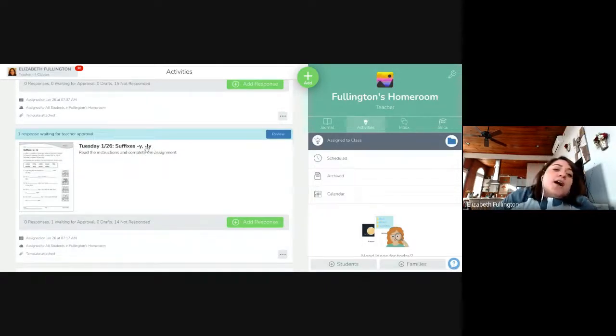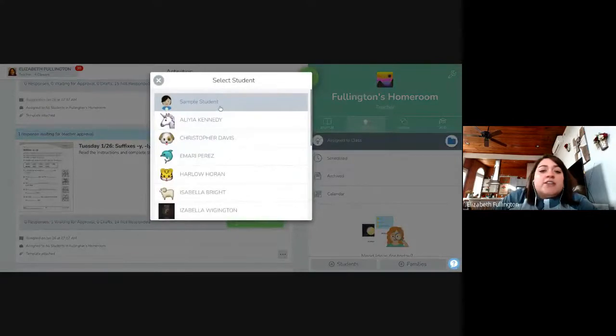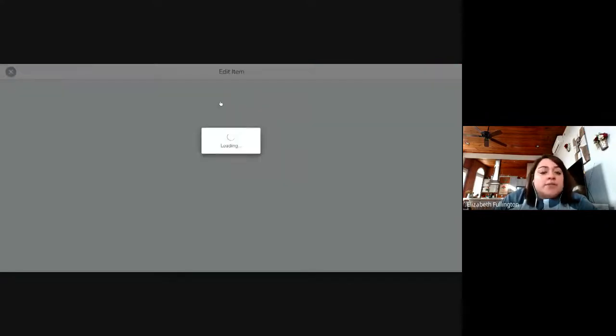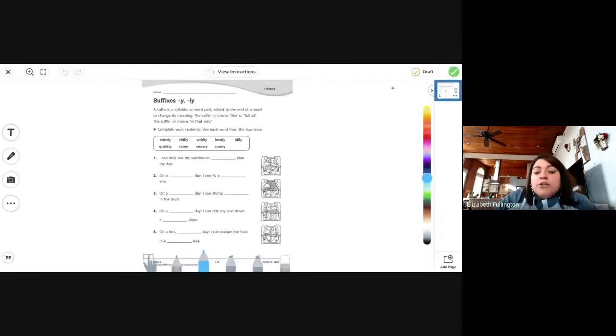Remember, Y means full of or with. LY means in that way, or in a way that you do something, right? So it's an adjective or an adverb, I'm sorry. So when you come here, it's only one page, and it says a suffix is a syllable or word part added to the end of the word to change its meaning. The suffix Y means like or full of. The suffix ly means in that way.